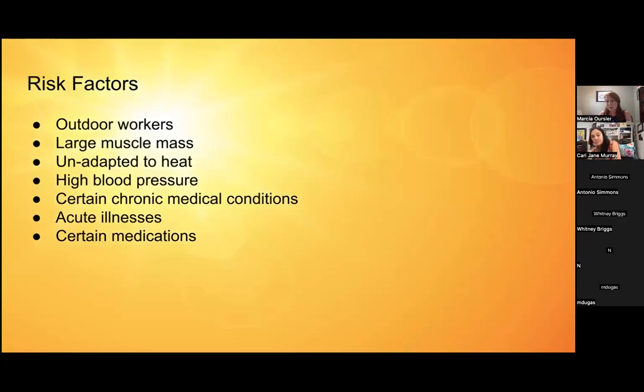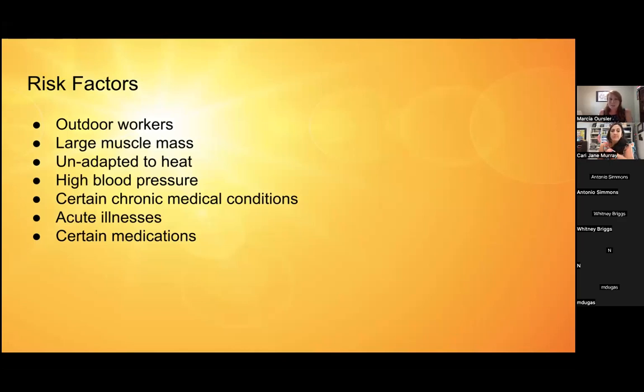All right, risk factors. So we're talking about heat. We've talked about symptoms and ways to identify if someone's experiencing heat-related illnesses, and how to respond to these symptoms that we see. Additionally, we want to be aware of certain risk factors that put us or our coworkers or our employees at a greater risk for experiencing these illnesses. Obviously, if you work outside in the heat, you're at a greater risk. Individuals with larger muscle mass are going to be at a greater risk.